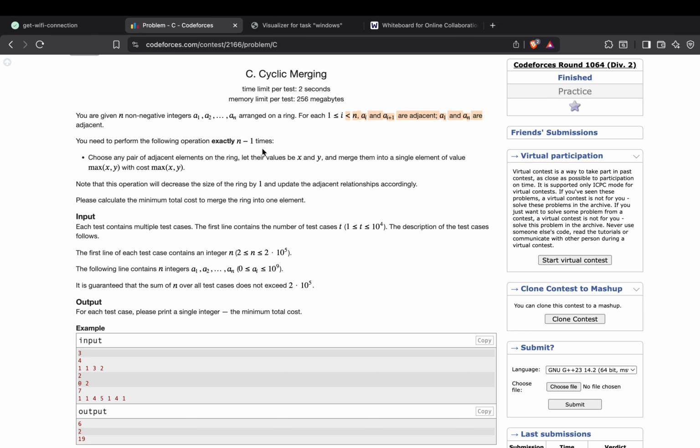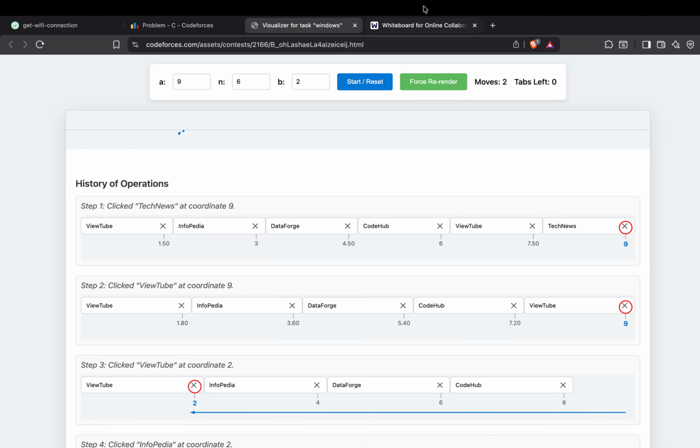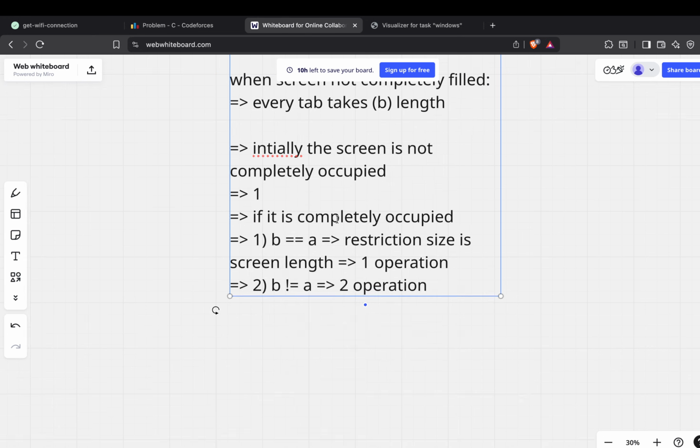Let their values be x and y. Merge them into a single element of value max of x comma y, with operation cost max of x comma y. Note that this operation will decrease the size of the ring by 1 and update the adjacent relationships accordingly. Calculate the minimum total cost to merge the ring into one element. Okay, let's analyze the question.